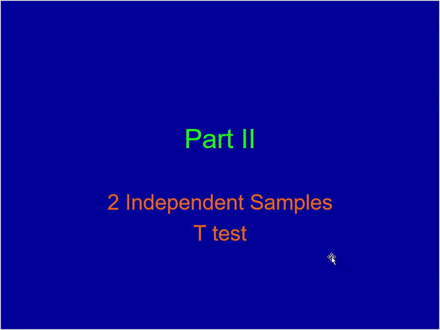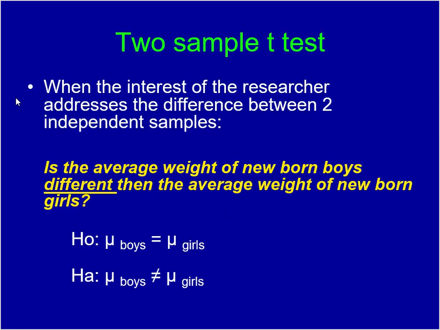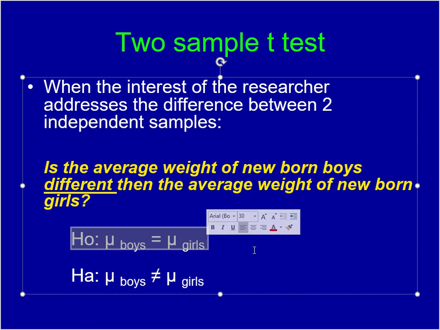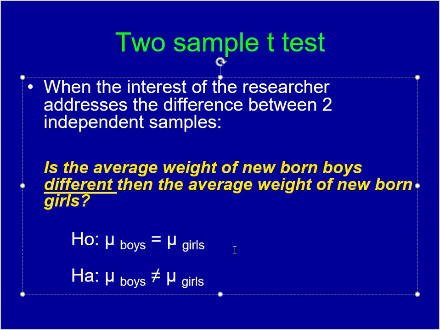Now, what if the two samples are independent? So, for example, is the average weight of newborn boys different than the average weight of newborn girls? So, the null hypothesis is written as mu of weight of group 1 equal to mu of weight of group 2. And then I have to specify which is group 1 and which is group 2. And the alternative hypothesis, mu boys is not equal to mu girls.